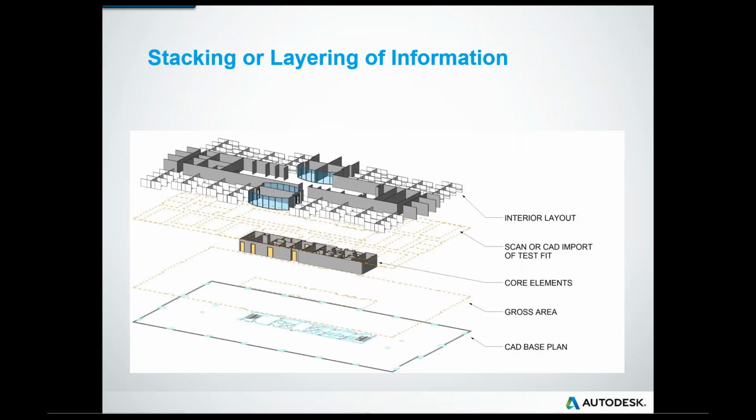The way that we work within Revit is that we also have this ability to stack or layer information. As you see here, starting from the ground up from the bottom, you have the CAD base plan. Ideally, this is probably 90% of the time the way that things are brought into Revit, when you're working with an existing, let's say, architect who only works in AutoCAD. Within Revit, we can determine the gross area, the core elements. We can bring in a scan or CAD import for the test fit, and then finally an interior layout. The top portion of this interior layout is all done in Revit.